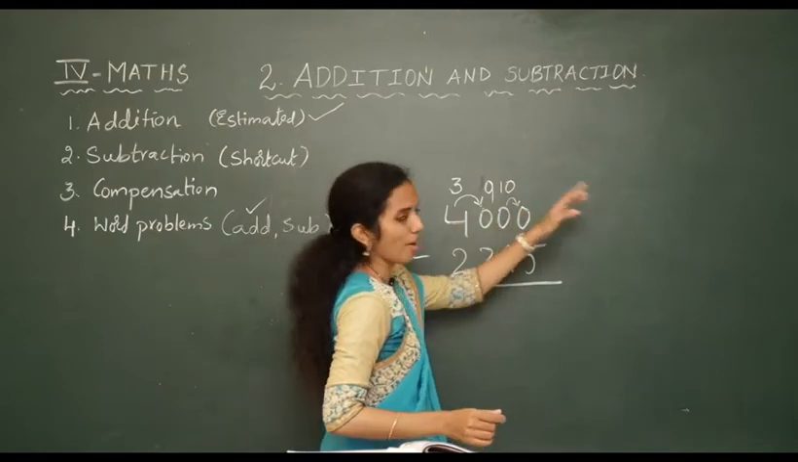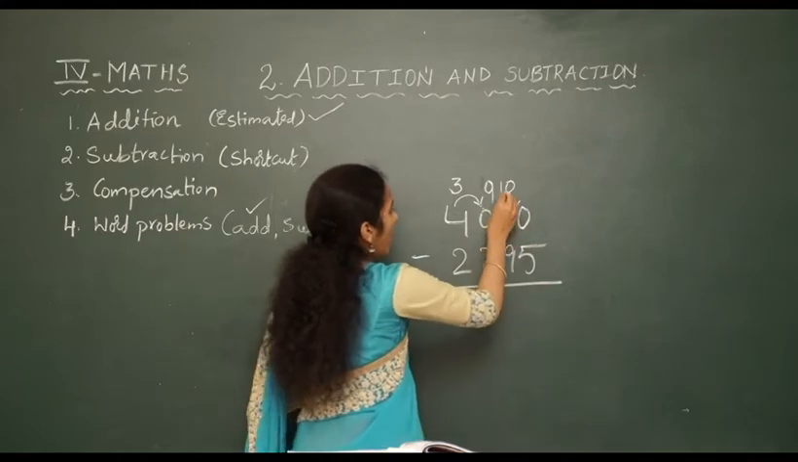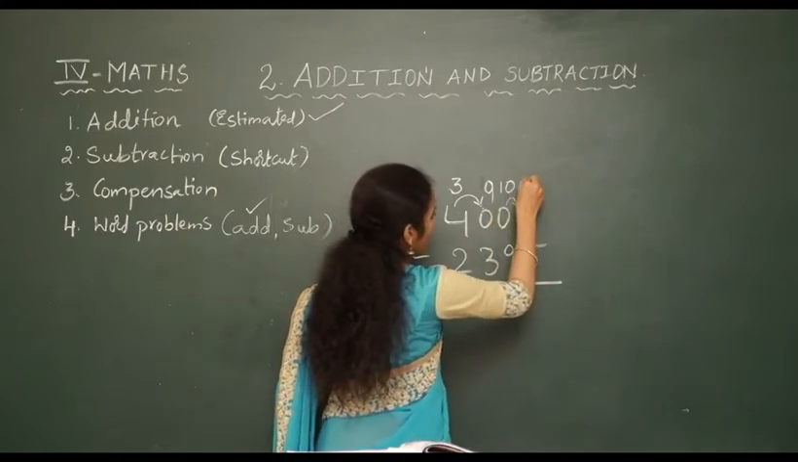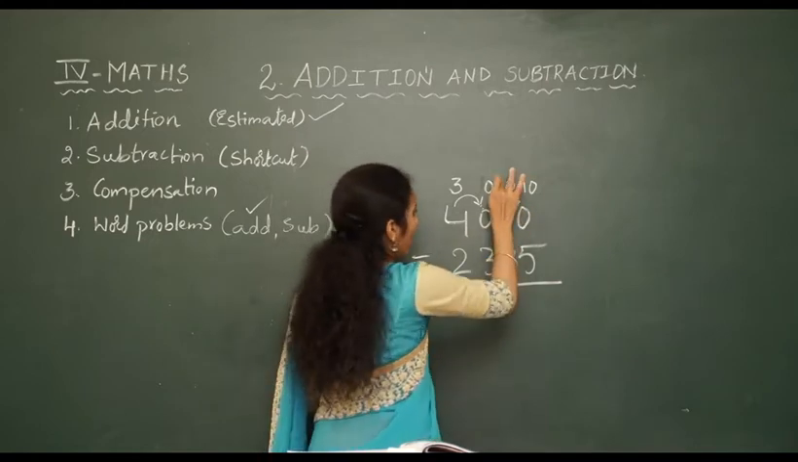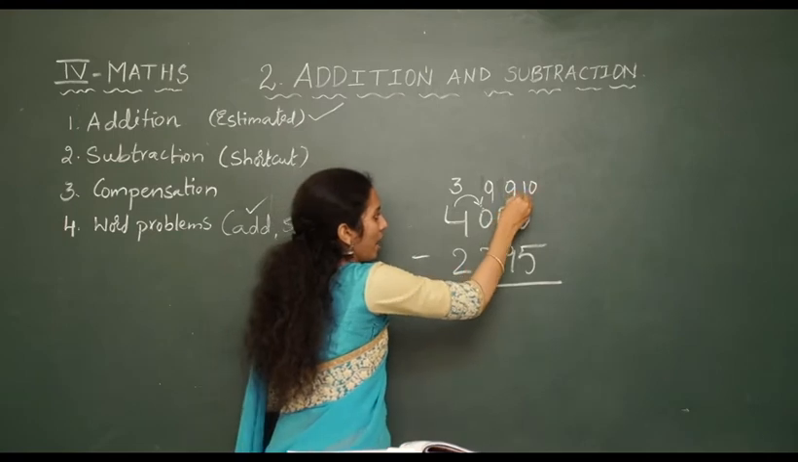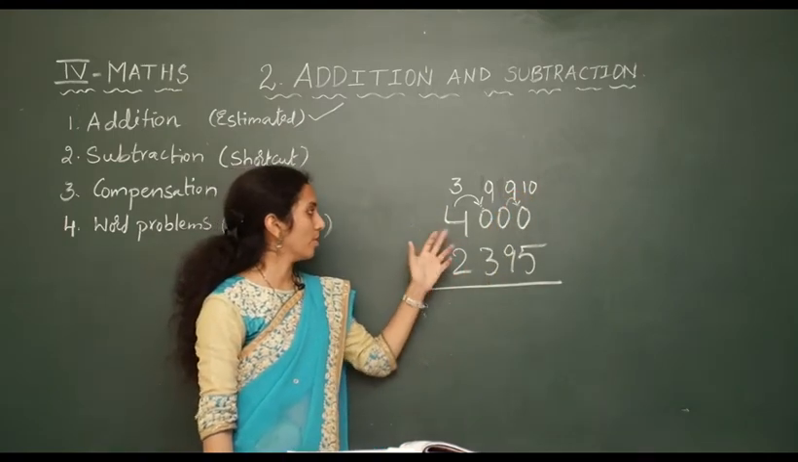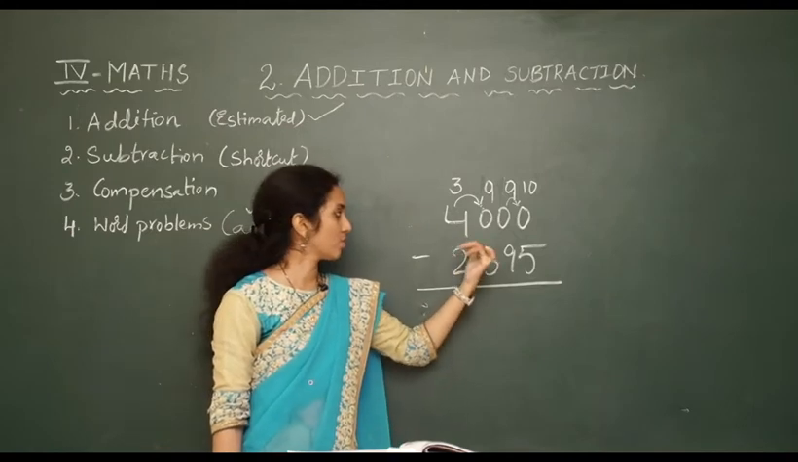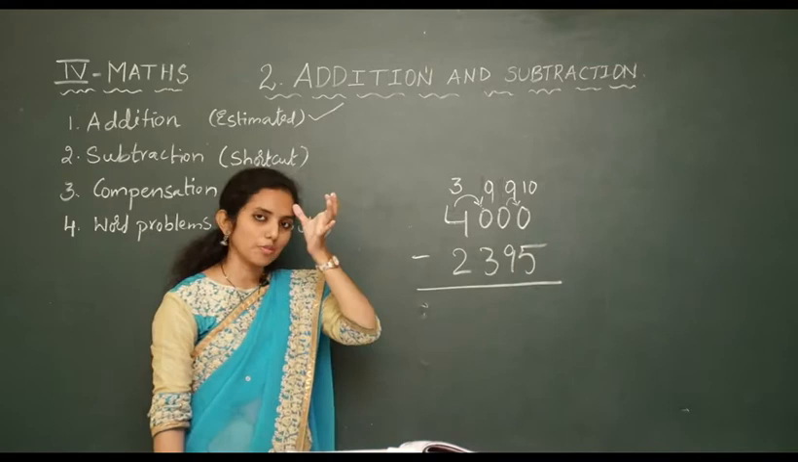Again you have to borrow to the ones place. So what will you do? Again you have to give 1 here. So this 0 becomes 10 and here 10 minus 1 is 9. So again it is 9 here. So what happened? From thousands place we have borrowed to hundreds place, from hundreds to tens, from tens to ones place. Now let us do the subtraction.